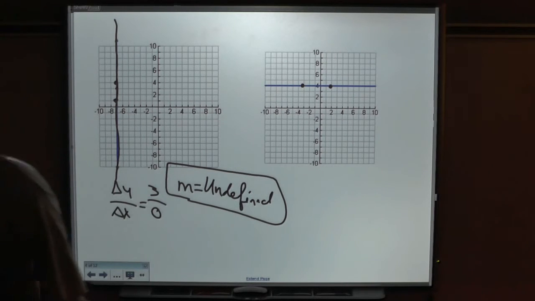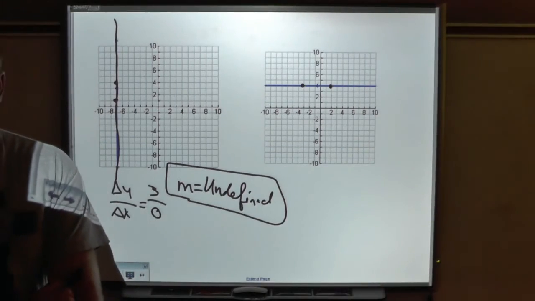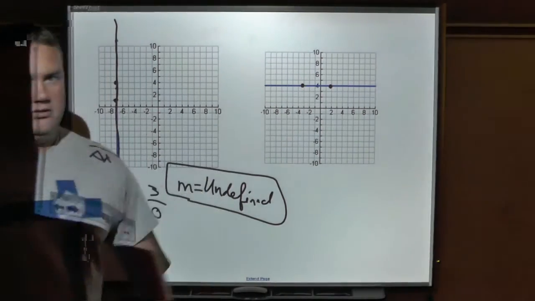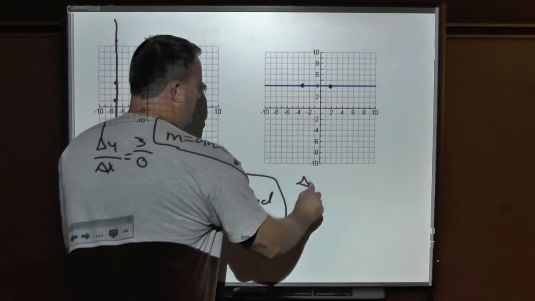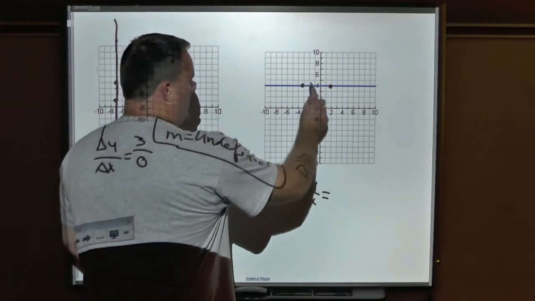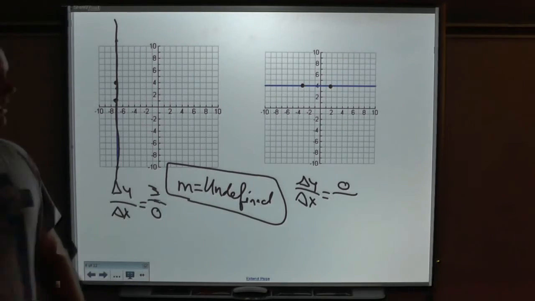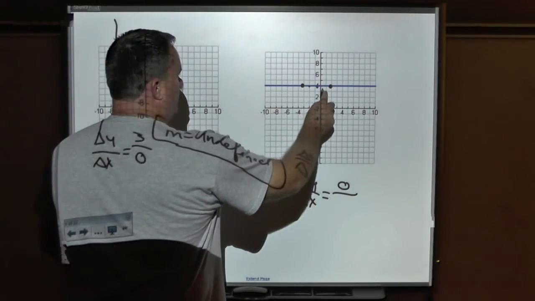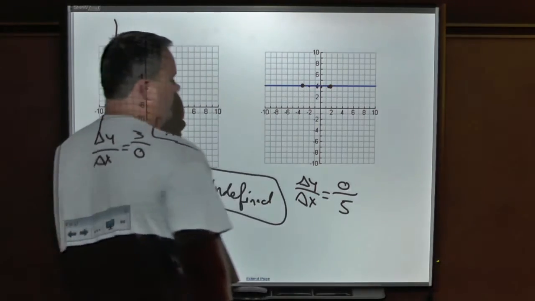Now, let's move on to the next one. The next one, as you notice, is a horizontal line. This is a function, so this will have a slope. I want to make sure that's clear. Change in y over change in x. Now, the easy one to do is the change in y. Well, it goes neither up nor down, so the change in y is 0. It does have a change in x. 1, 2, 3, 4, 5, so 0 over 5.